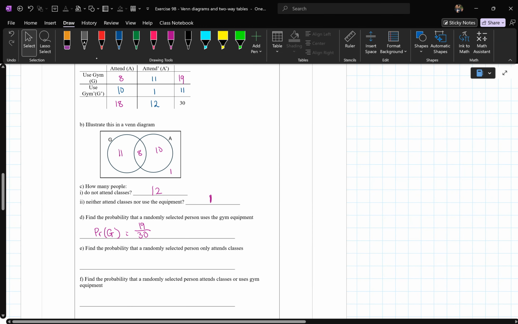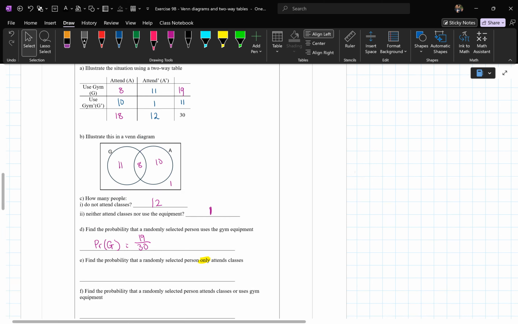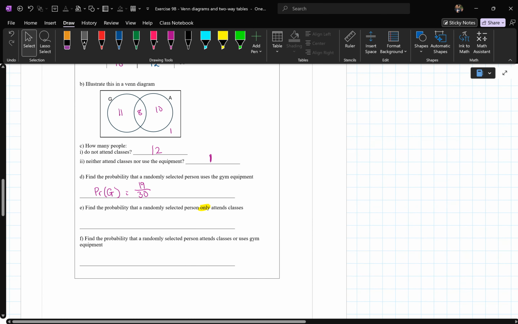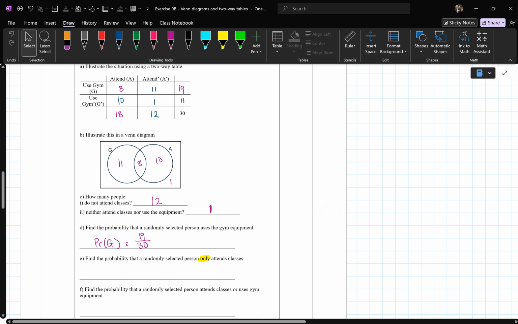And then find the probability that a randomly selected person only attends classes. The keyword is only. So if you're only attending classes, that means A exclusively, attending class without using any gym equipment, which is only 10 people. So they're only attending classes. That means the probability of not using gym equipment but attending classes is equal to 10 out of 30, which is a third of them. So a third of them will attend classes but not use the gym equipment.